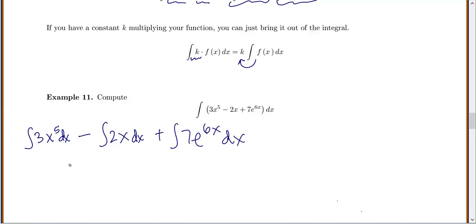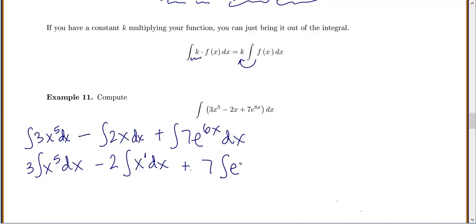And so this might make it look a little bit simpler, or maybe more complex, but it's telling us we can do the integral of each piece, one piece at a time. Okay. Now, even these numbers we can bring out. So it's the 3 times the integral of x to the 5th dx minus, let's bring out the 2, integral of x dx, and I'm going to write this as x to the power of 1, we'll explain why in a second, plus 7, integral of e to the 6x dx.